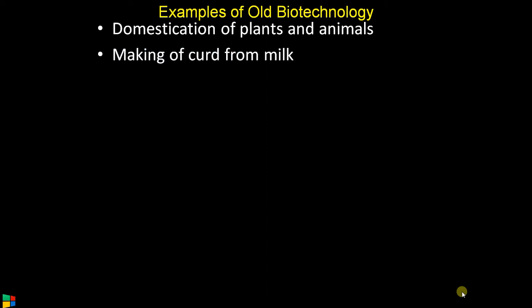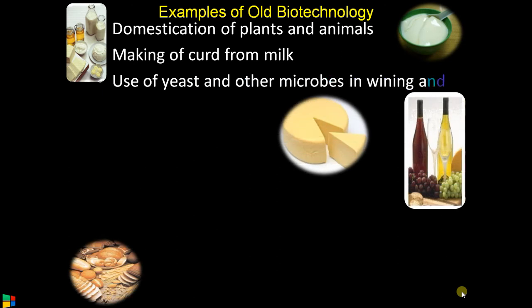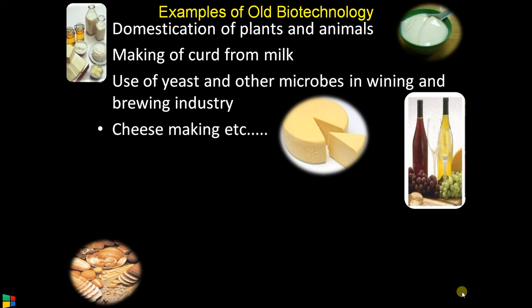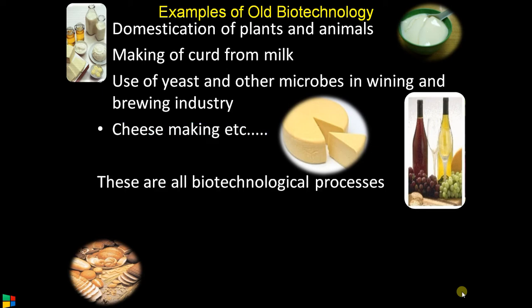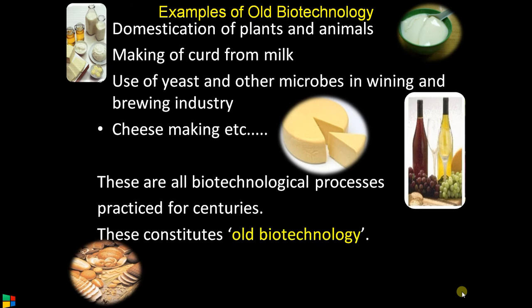Then we have a number of milk products, where we are using microorganisms in curd making, then in cheese making. Then we have been using yeast and many other microorganisms in wining and brewing industries, in flavoring industries. These are all biotechnological processes where we are using microorganisms. So these examples constitute the old biotechnology that we have practiced from time immemorial. That is why this technology is called old biotechnology.